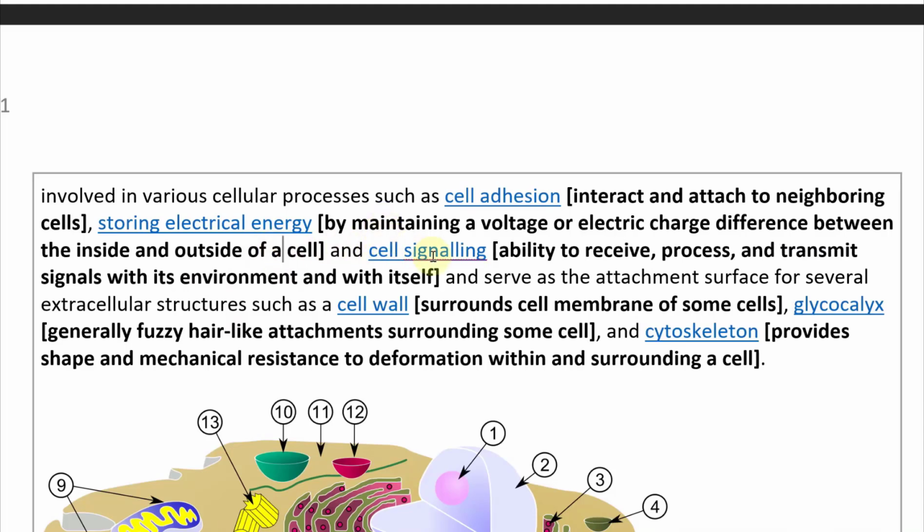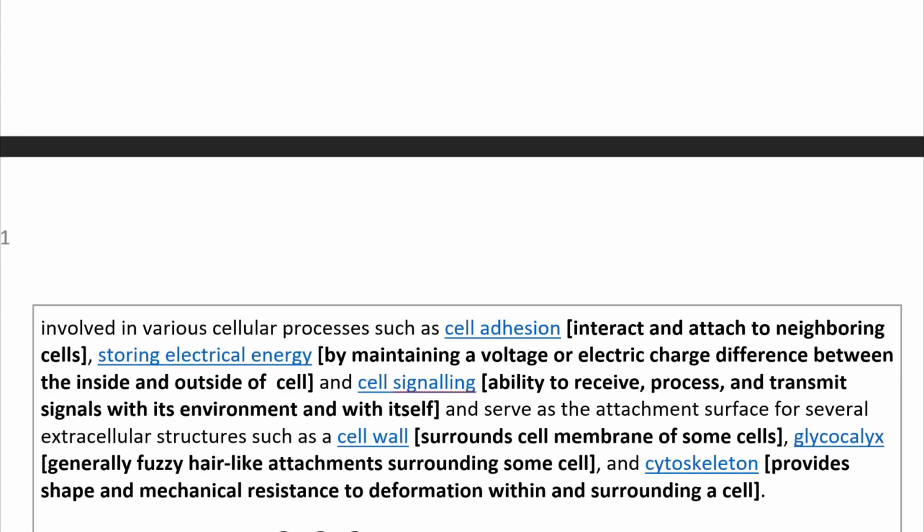And cell signaling. So just remove this A, just so inside and outside of cell. In other words, whichever one the membrane is on. Yeah, or put the cell inside and outside of the cell.